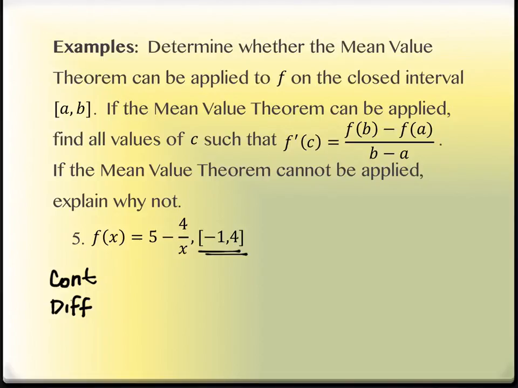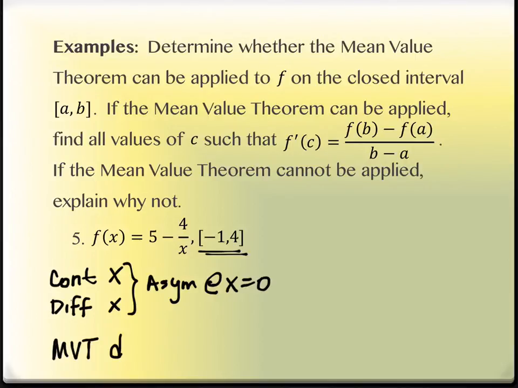Is 0 between negative 1 and 4? Yes, this is a problem. So this has an asymptote at x equals 0. So this one would not apply. The mean value theorem does not apply. DNE, but not the DNA in your body, okay? Does not apply. I'm going to make a change to this, though, so that we can continue to do the problem so you can see what would happen if it did apply.